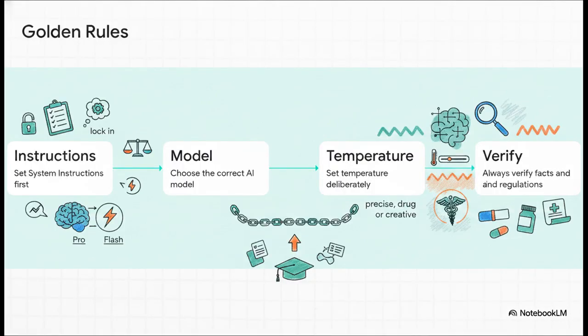Let's bring this all together. All of this workflow builds into 4 golden rules for mastering AI Studio. Number 1, always set your system instructions first. Number 2, choose the right model, Pro for deep research, Flash for speed. Number 3, set your temperature deliberately, based on how precise or creative you need to be. And number 4, always verify important facts, drug doses, and regulations.